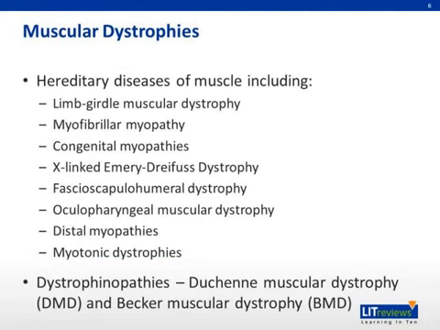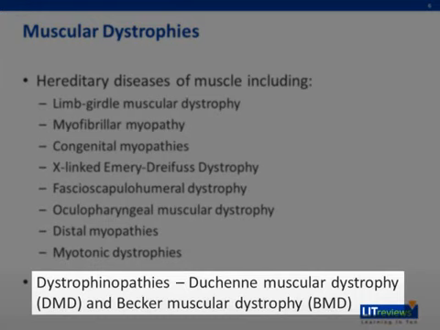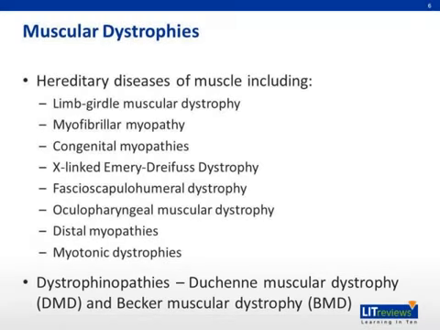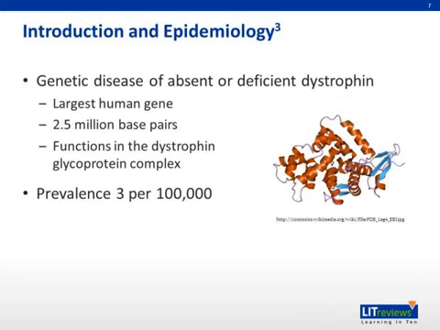Due to the brief nature of this presentation, we will focus in more detail on dystrophinopathies, the most common causes of limb girdle muscular dystrophy. These diseases include Duchenne muscular dystrophy and Becker muscular dystrophy. Duchenne and Becker muscular dystrophies are degenerative diseases of muscle due to an absence or deficiency in dystrophin. The prevalence is 3 in 100,000 and occurs in 1 in 3,500 live births.